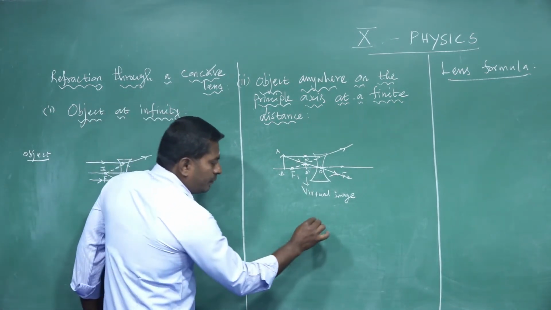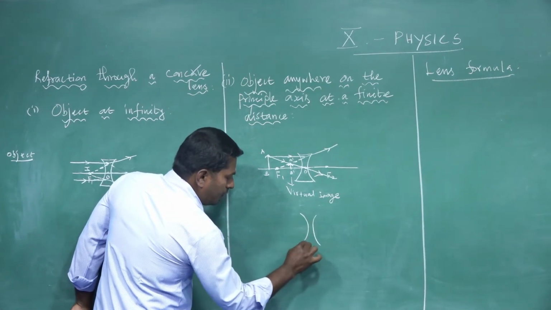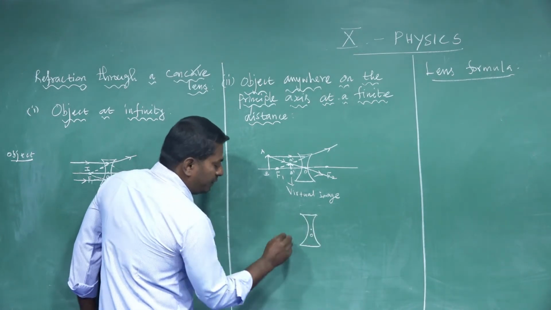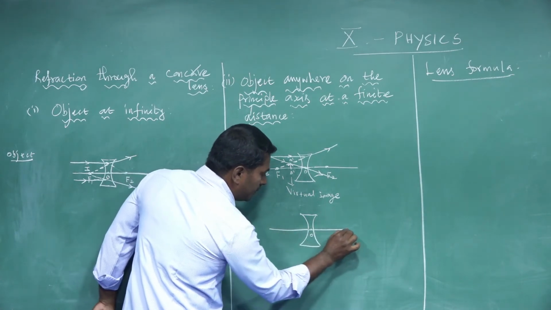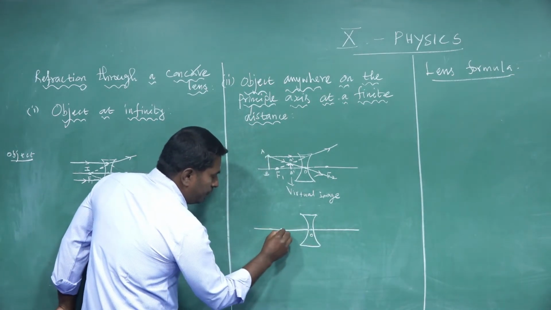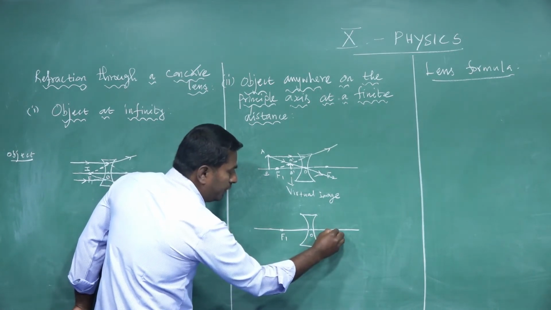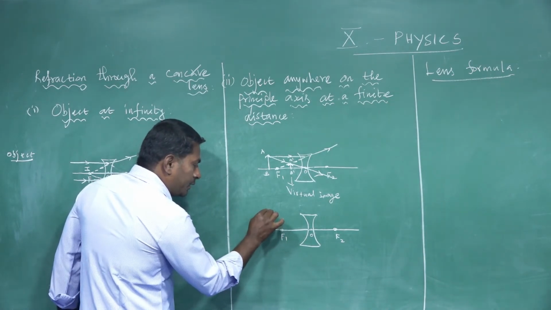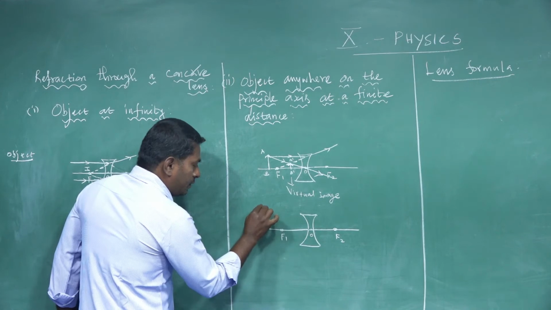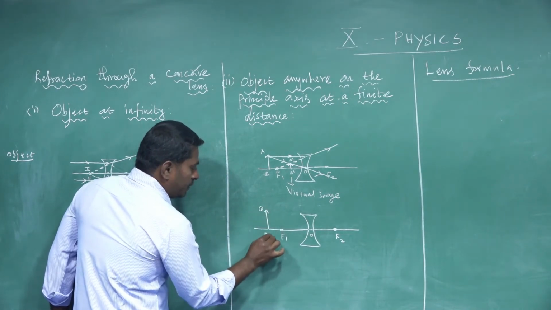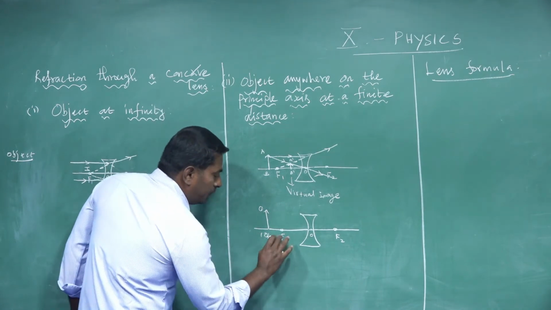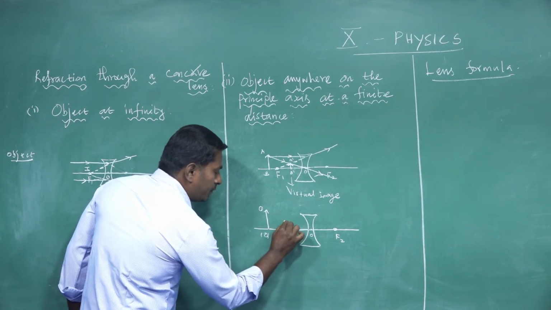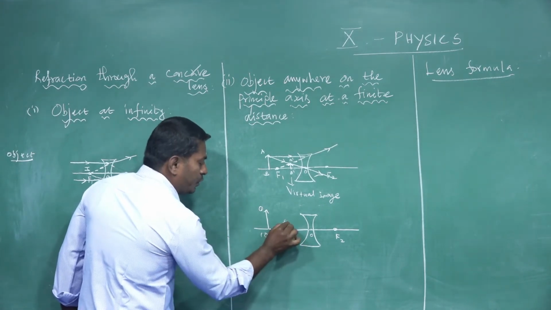Next one, in the same case, the concave lens, the optic center of the concave lens, see the principal axis, the principal focus of a concave lens. There are two principal focus, F1 and F2. When the object is placed in the first position, this is the object, O is the object, the image is formed in between the optic center and the principal focus F1, like this. This is the image in the first position.